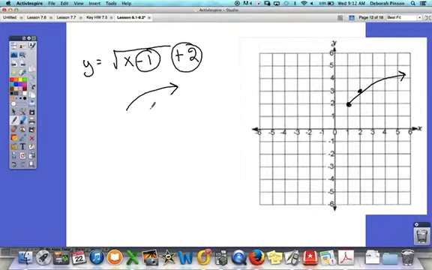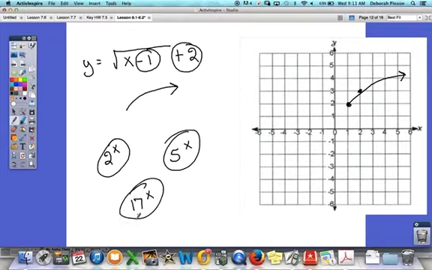Now this parent function idea, we're going to do the exact same thing today. The only difference is that our parent functions are going to be things like 2 to the x power or 5 to the x power, or I probably won't give you one this big, 17 to the x power. They're all going to be something to the x power. Now in 8.1 we graphed those a little bit using a t-chart. We're just going to graph them more today, and then we're going to do a little bit of some other stuff.